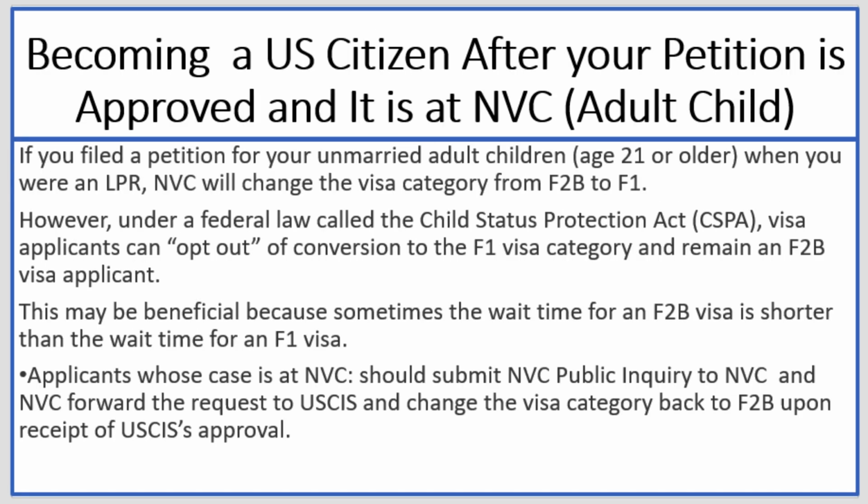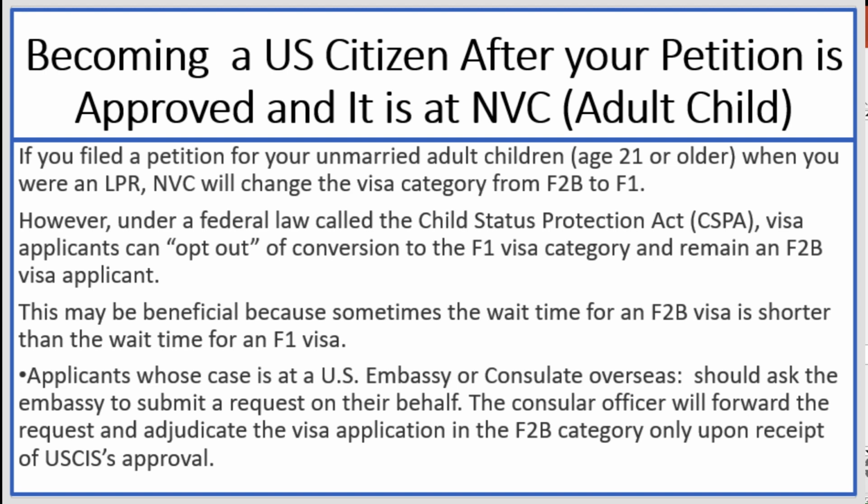An applicant whose case is at NVC should submit a public inquiry to NVC, and NVC will forward the request to USCIS and change the visa category back to F2B upon receipt of USCIS approval. An applicant whose case is at a US Embassy or consulate overseas should ask the embassy to submit a request on their behalf, and the consular officer will forward the request and adjudicate the visa application in the F2B category only upon receipt of USCIS approval.